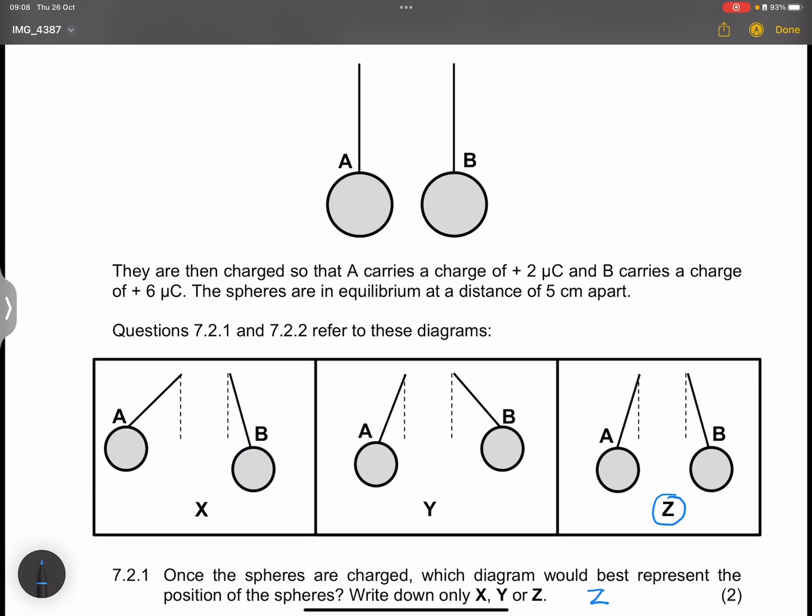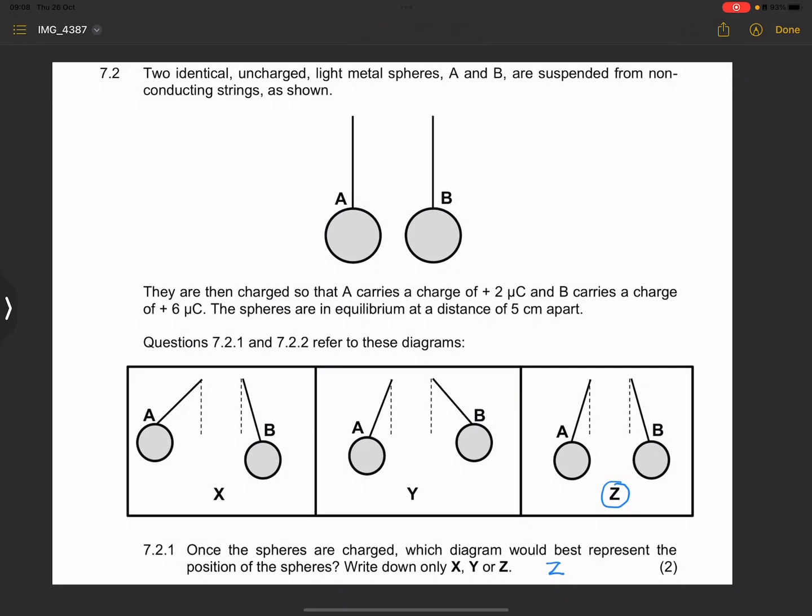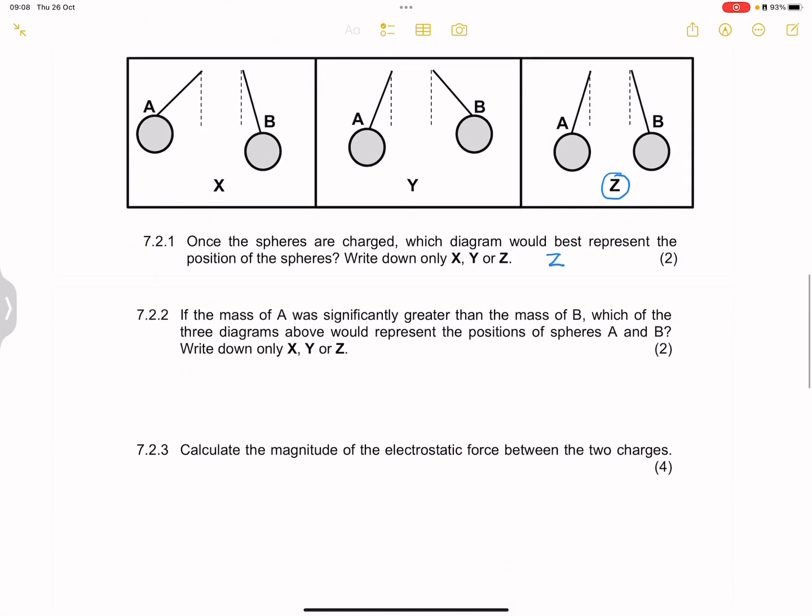I want you to simply note that every time we're talking about charged particles, they would have the same force. They would exert the same and equal amount of force on one another, according to Newton's third law. All right, now let's go on to the next question.